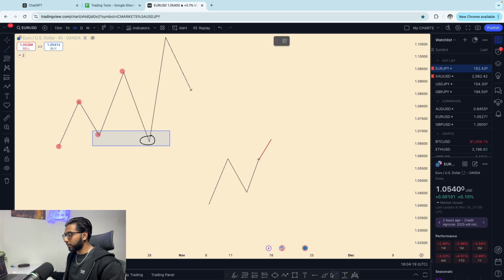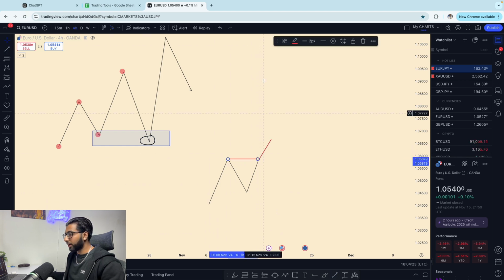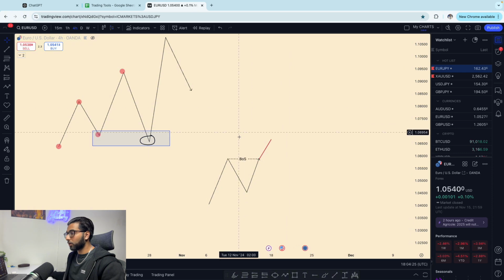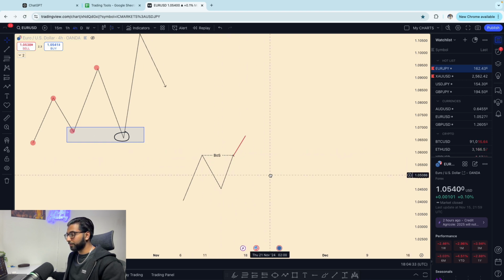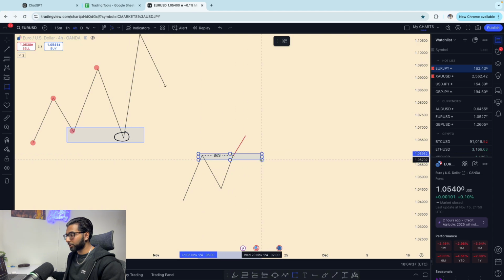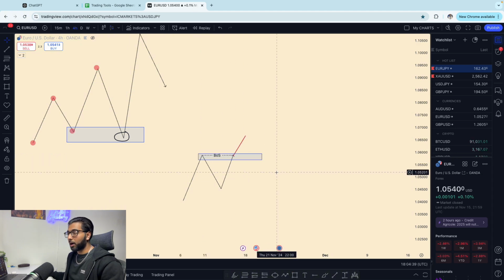And what do we say with this area right here? We would call this area break of structure. This is the area of break of structure. Now, it's very important to identify break of structures, because then we can draw an area at this break of structure, and now that has become our POI. Our POI is our point of interest when it comes to the market.